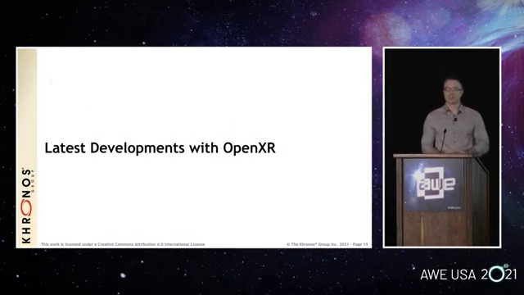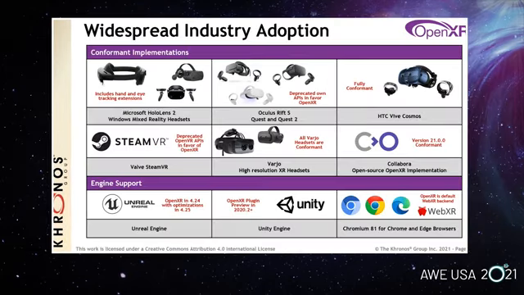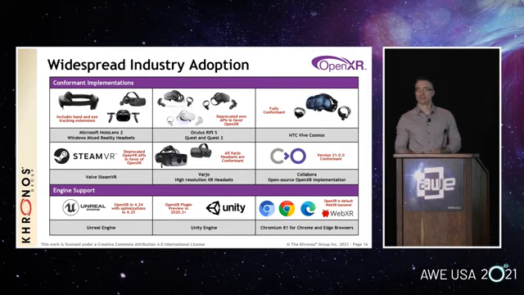So let me talk a little bit about the latest developments with OpenXR. As I mentioned, we have wide adoption across the industry. We have support in the AR device, Microsoft HoloLens 2. We also have support in mixed reality devices such as the Varjo series of headsets. We have support in SteamVR, the Oculus platforms, both the Quest 2 and their PC tethered Rift. We have an open source OpenXR implementation from Collabora as well. And we also have game engine integration. You can use Unity or Unreal to access OpenXR.